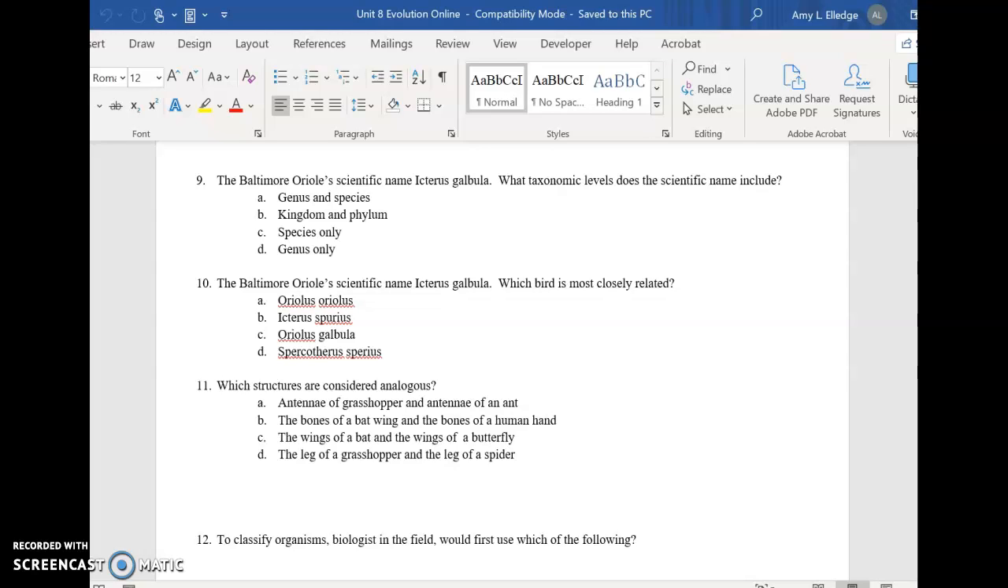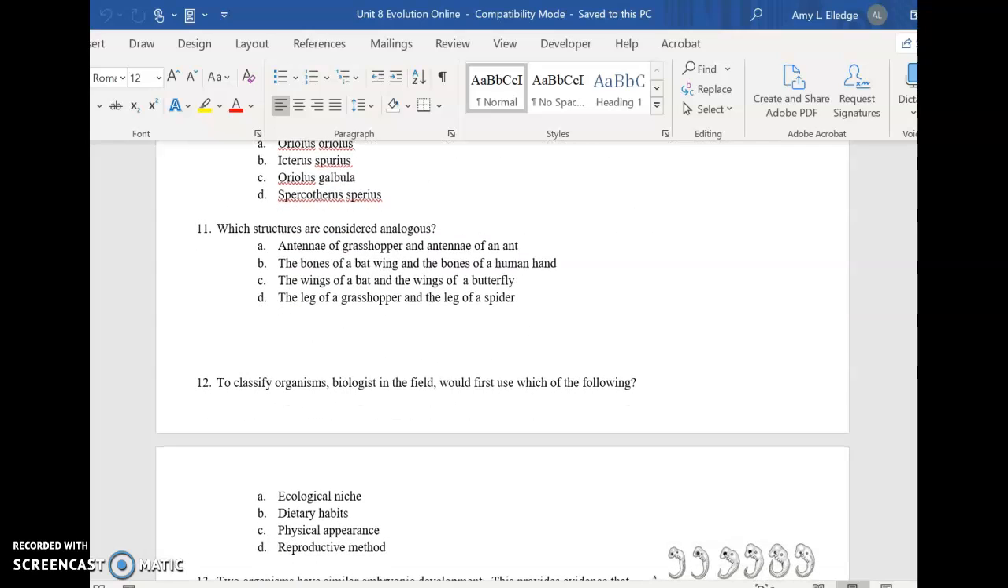So number 10, the Baltimore Oriole's scientific name, Icterus galbula. Which bird is most closely related? Well, this one's tricky. If you're closely related, do you have the same genus or the same species? If you have the same species name, like letter C, then you would literally be the same species, except you're in different genuses, which couldn't happen if you were the same species. You would have the same scientific name. So instead, same genus. So the answer should be B.